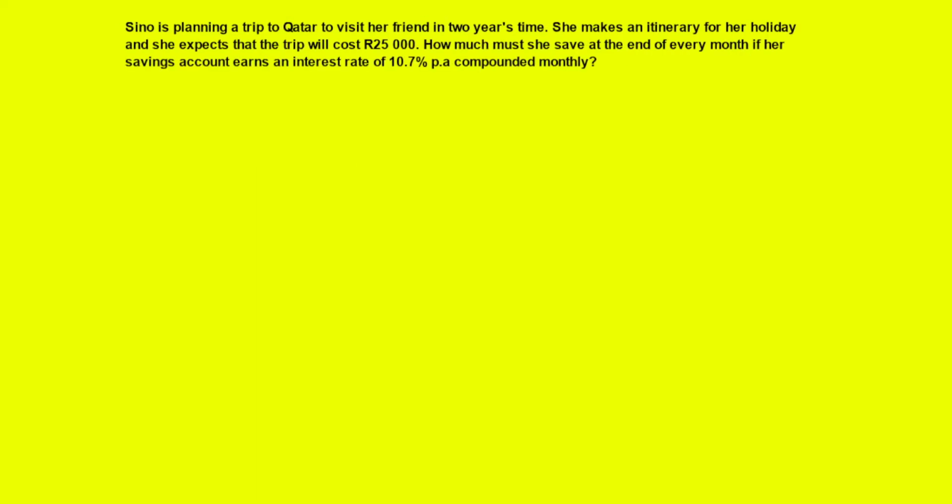Perfecto. Lastly, Sino's planning a trip to Qatar to visit a friend in 2 years' time. She makes an itinerary for her holiday and she expects that the trip will cost 25,000. How much money must she save at the end of every month if her savings account earns an interest rate of 10.7% compounded monthly? Well, again, she saves every month, as you can see. So we need to use future value. Write down your formula.